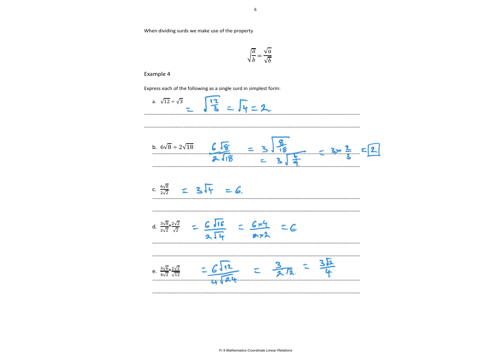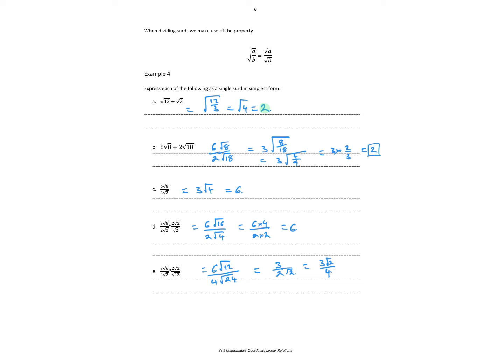Dividing surds is similar. We can divide any of the numbers that are under the radical sign. So in this case, I can do 12 over 3, all inside the square root sign, and 12 divided by 3 is 4. The square root of 4 is 2. So that one works out quite nicely.